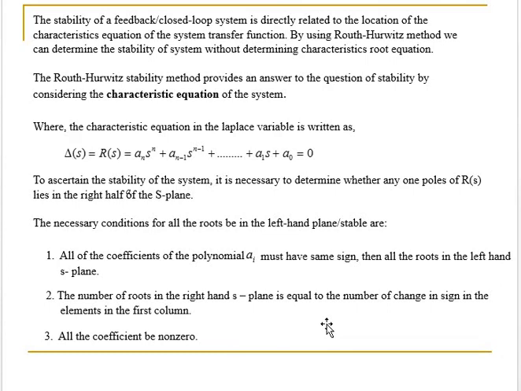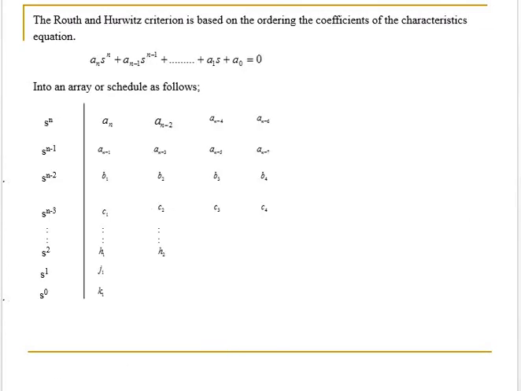We use the Routh-Hurwitz criteria to analyze systems, especially systems that have a high order. If the order is more than 3, it is difficult to determine the roots of the characteristic equation, and then we can use the Routh-Hurwitz stability criteria. The Routh-Hurwitz criteria is based on ordering the coefficients of the characteristic equation.